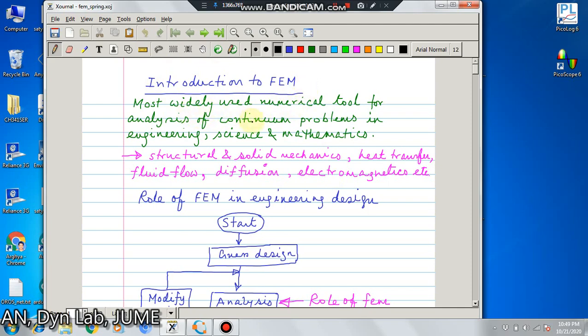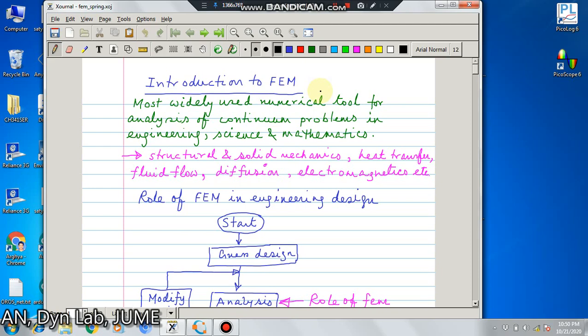FEM is the most widely used numerical tool for analysis of continuum problems in engineering, science and mathematics. It is a numerical tool, that means you cannot expect to get a closed form solution from it, and it analyzes continuum which is represented by a partial differential equation or a set of partial differential equations. Finite element actually discretizes the space. That means it divides the whole space into small elements.